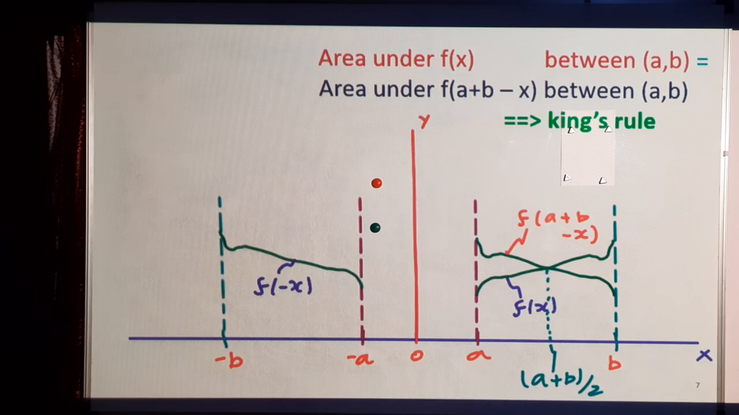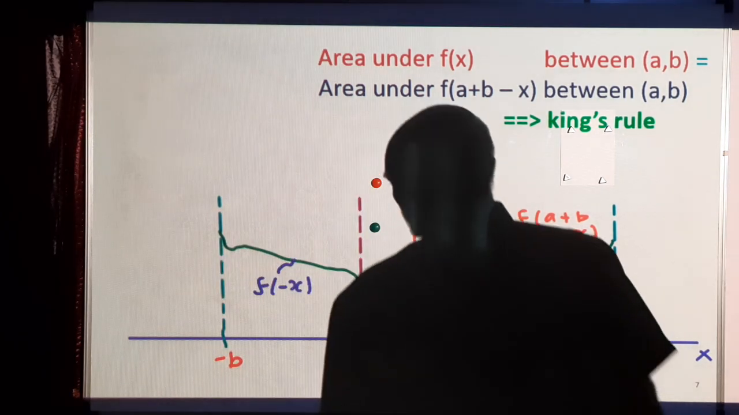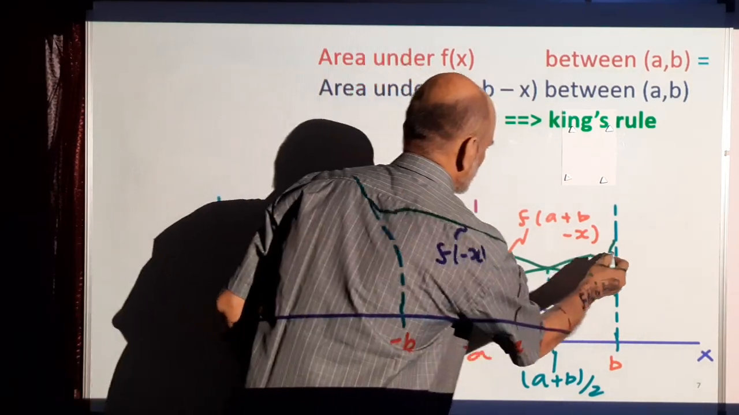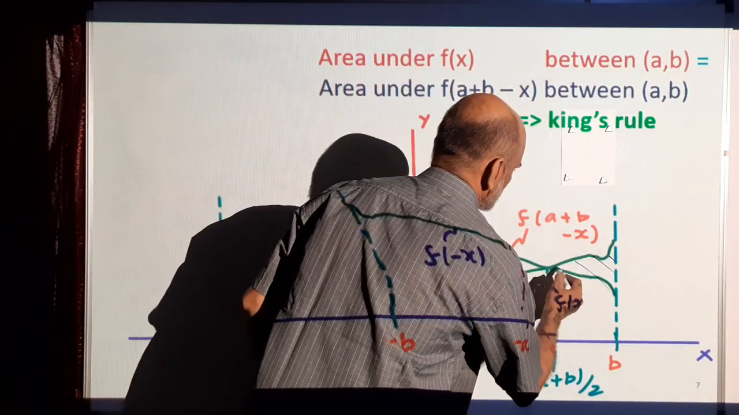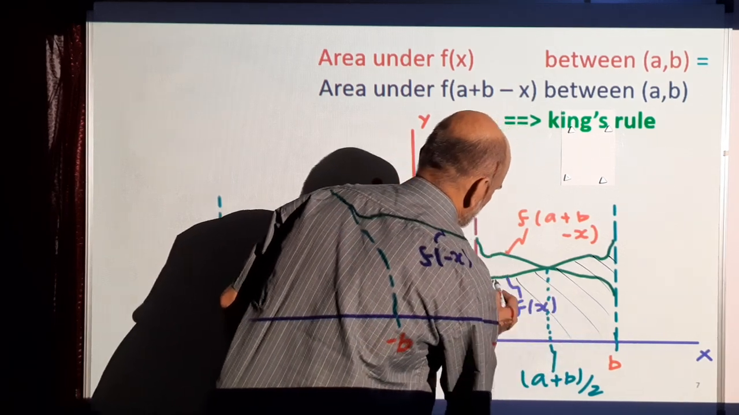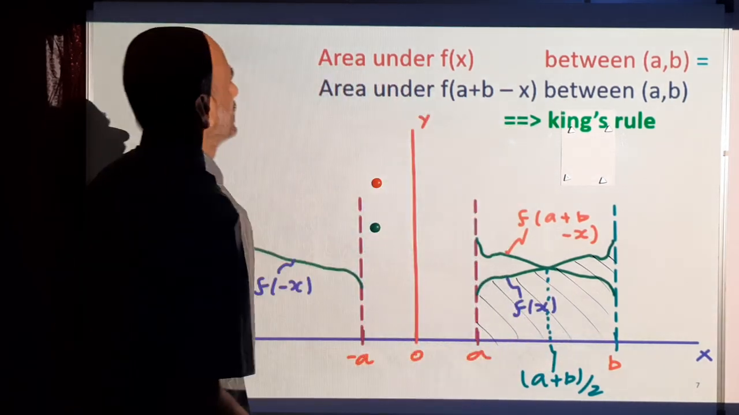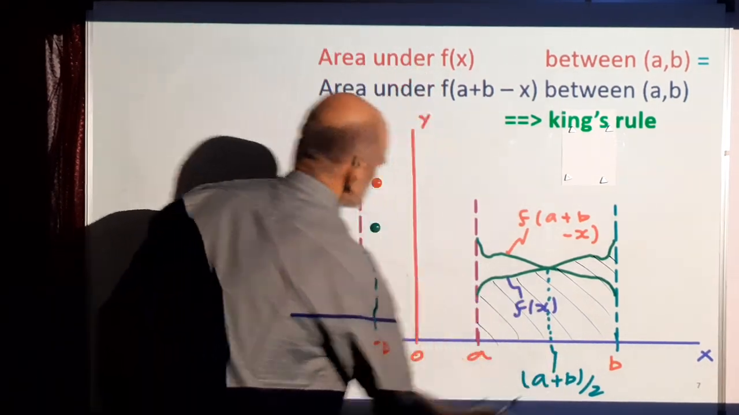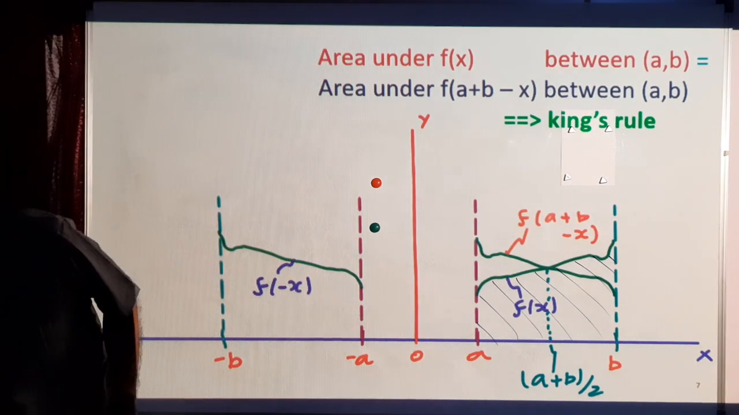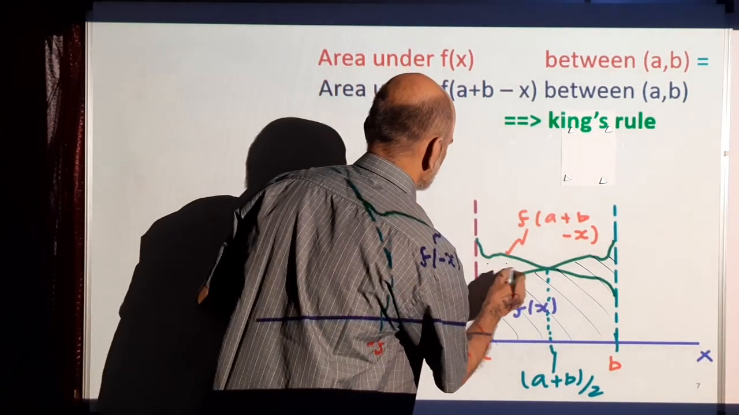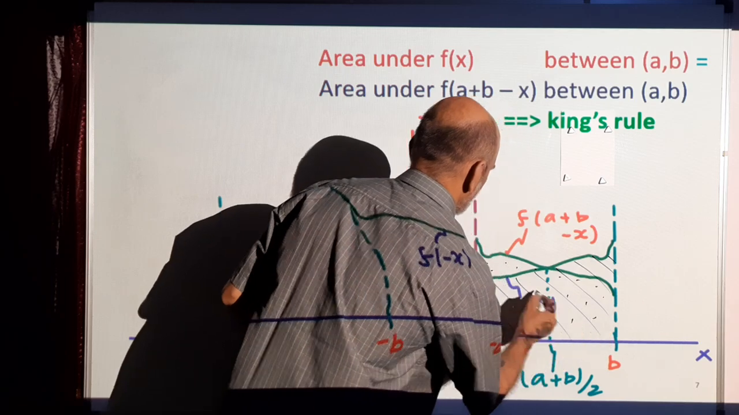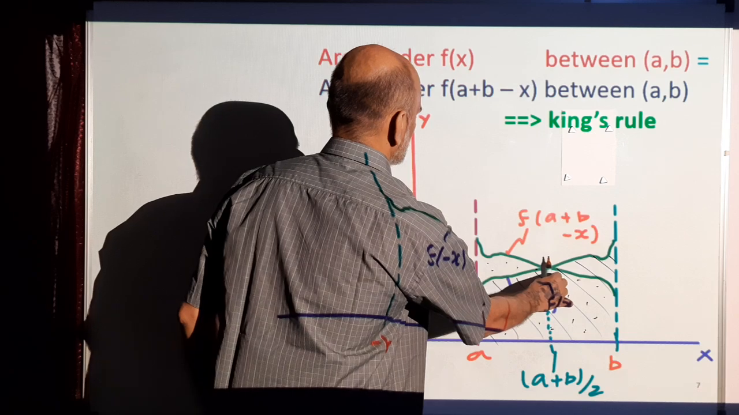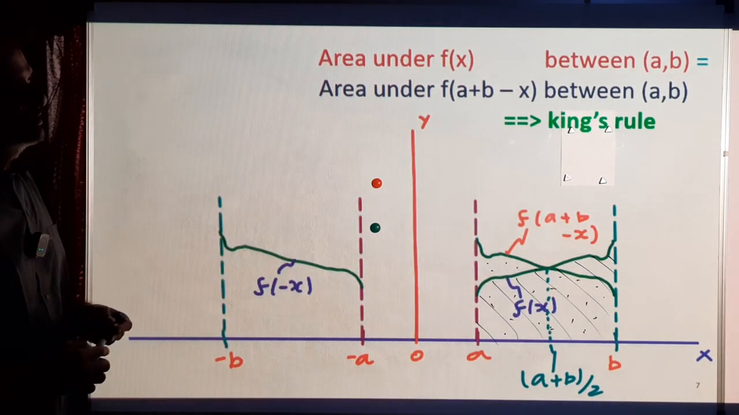Area under f of x, this area, the area under the curve f of x, and this curve f of a plus b minus x is nothing but reflecting this curve about the middle point a plus b by 2. So obviously that area will also be the same, because it is the same curve reflected about this middle point. So both these areas are the same, which is the King's rule.